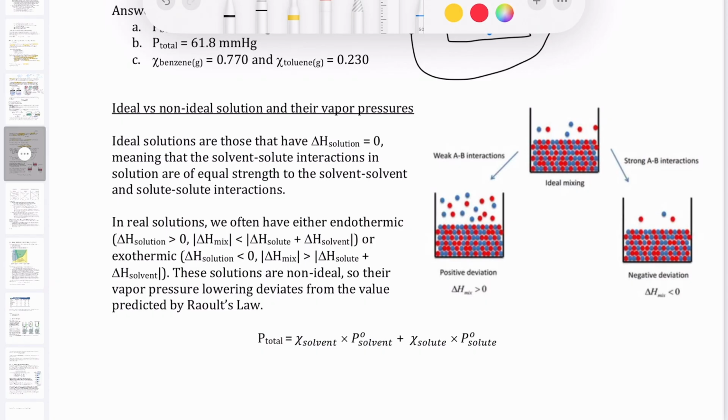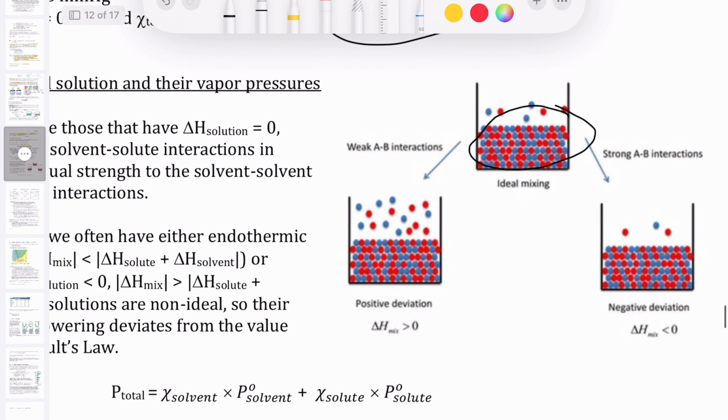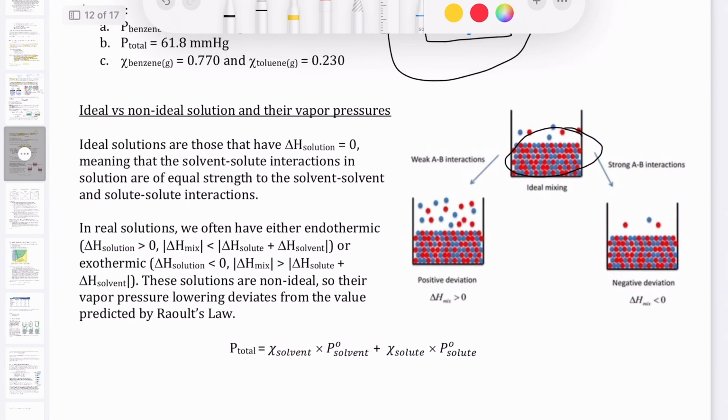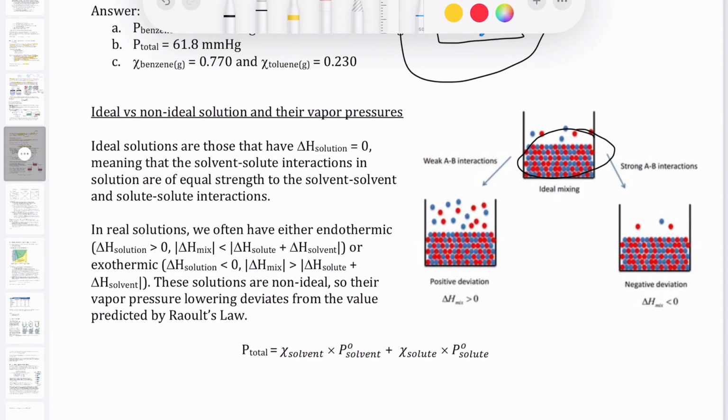So the calculations we did in the prior section are about ideal solutions, right? Again, these are solutions where the interaction we observe in the solution state is of the same strength as the interaction observed in the solute-solute and the solvent-solvent interaction. In other words, ideal solutions are solutions where the delta H of solution is pretty close to zero or is equal to zero. There's never one that's exactly zero, but we can approach ideality.